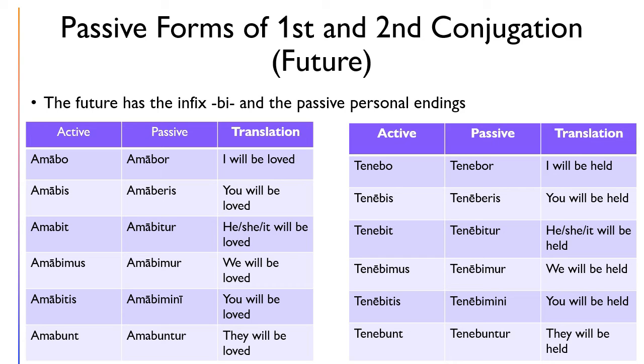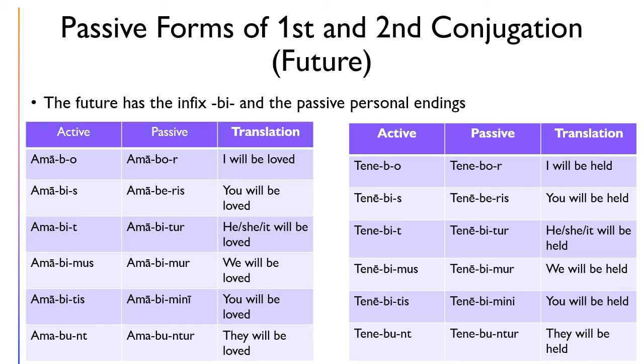I'm going to read the future passive of both verbs. Amabor, amaberis, amabitur, amabimur, amabimini, amabuntur. Tenebor, teneberis, tenebitur, tenebimur, tenebimini, tenebuntur. Here there are a couple of exceptions. For example, the second person singular is not amabiris, but it is amaberis. And this is an exception that unfortunately you have to memorize. All of the other forms are kind of the same.